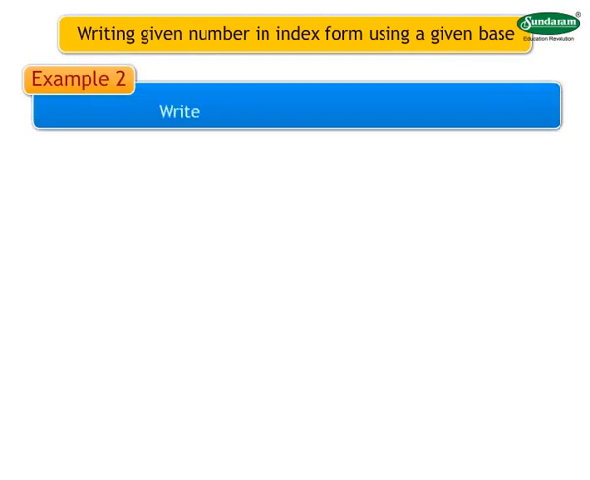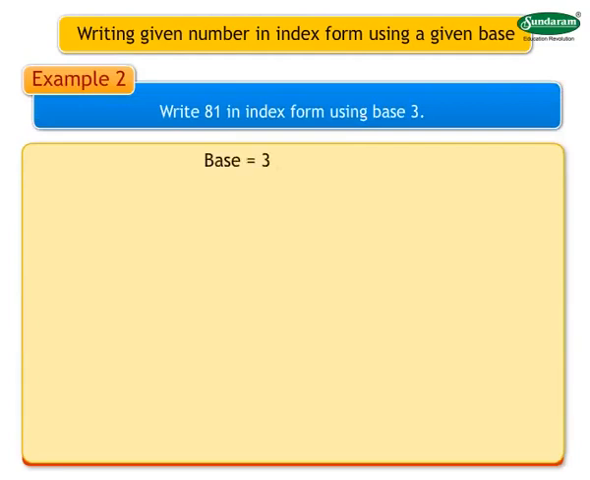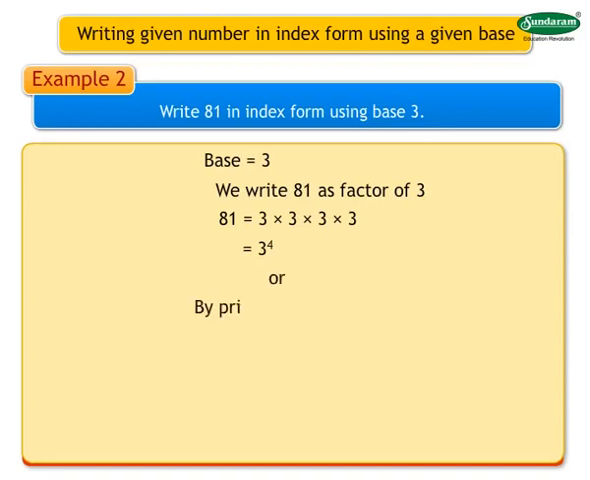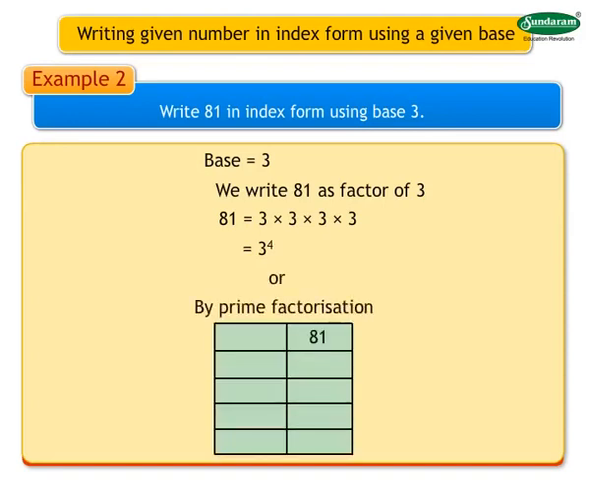Example 2. Write 81 in index form using base 3. Base equals 3. We write 81 as a factor of 3. 81 equals 3 into 3 into 3 into 3 equals 3 raised to 4, or by prime factorization, 81 divided by 3 equals 27. 27 divided by 3 equals 9. 9 divided by 3 equals 3. 3 divided by 3 equals 1.